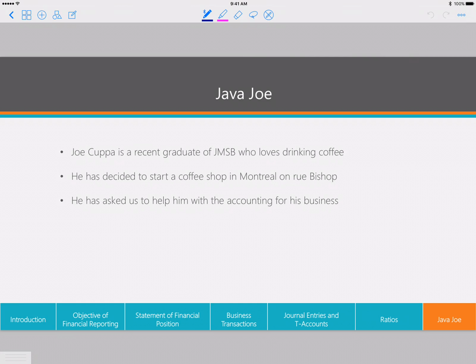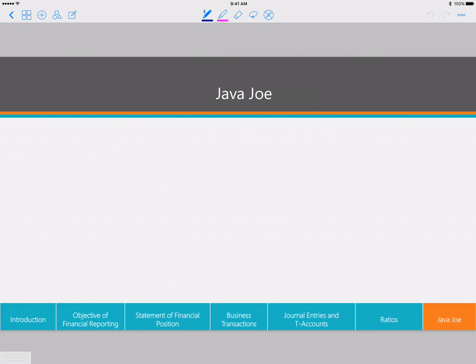Joe Cuppa is a recent graduate of JMSB who loves drinking coffee like any student. And since he loves drinking a cup of Joe, he has decided to start a coffee shop in Montreal on Bishop Street. So he has come to us to ask us to help him with the accounting for his business. So since we're nice people and he's offered to pay us a little, we're going to help him out with the accounting. Why not? So let's get into this example together.